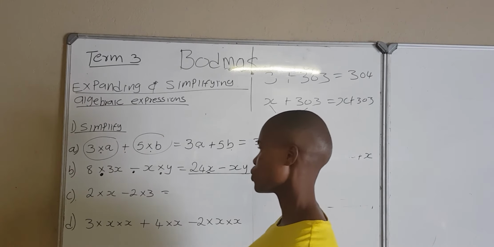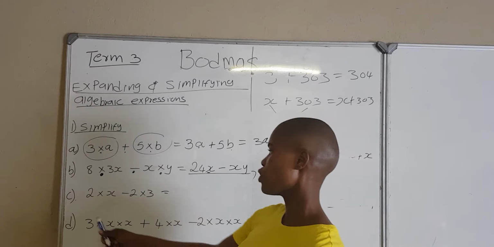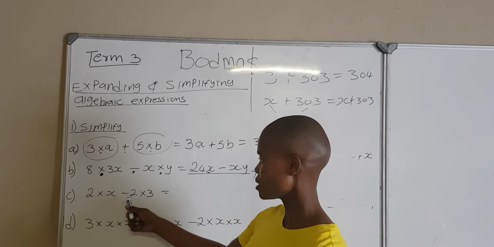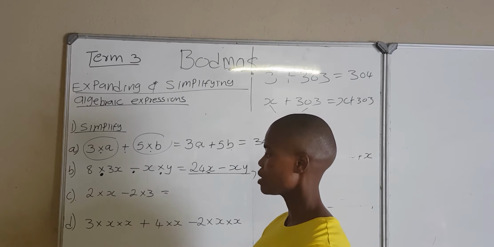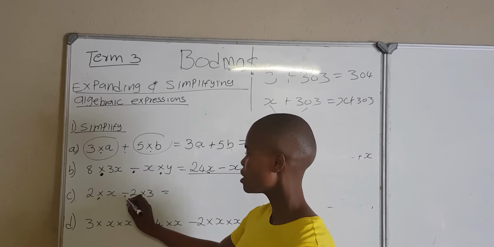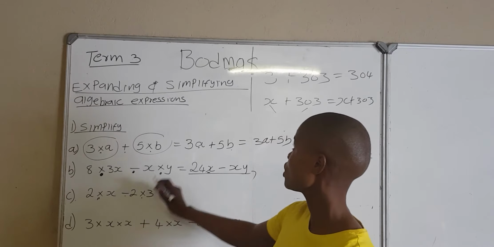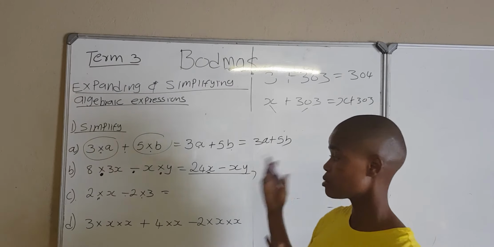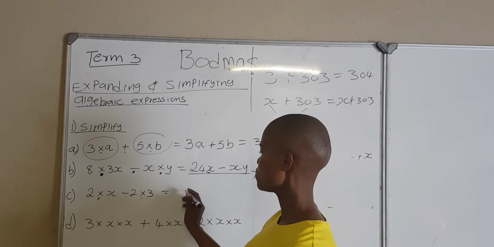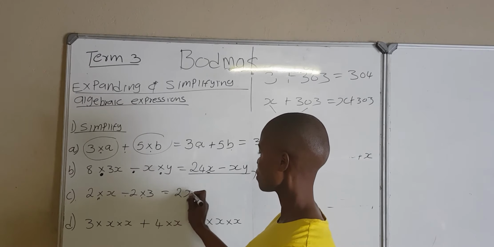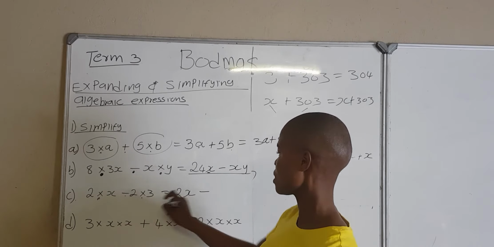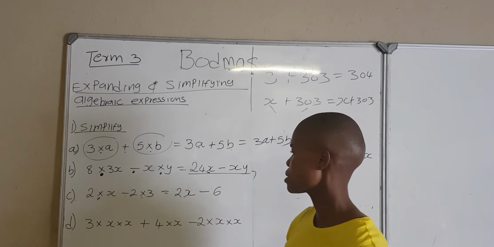And now let us go to the next one. I have got 2 multiplied by x minus 2 multiplied by 3. Still checking my signs first. I've got multiplication here, subtraction, and multiplication. Which one comes first? Multiplication. So 2 multiplied by x gives me 2x. Minus 2 multiplied by 3 gives me 6.